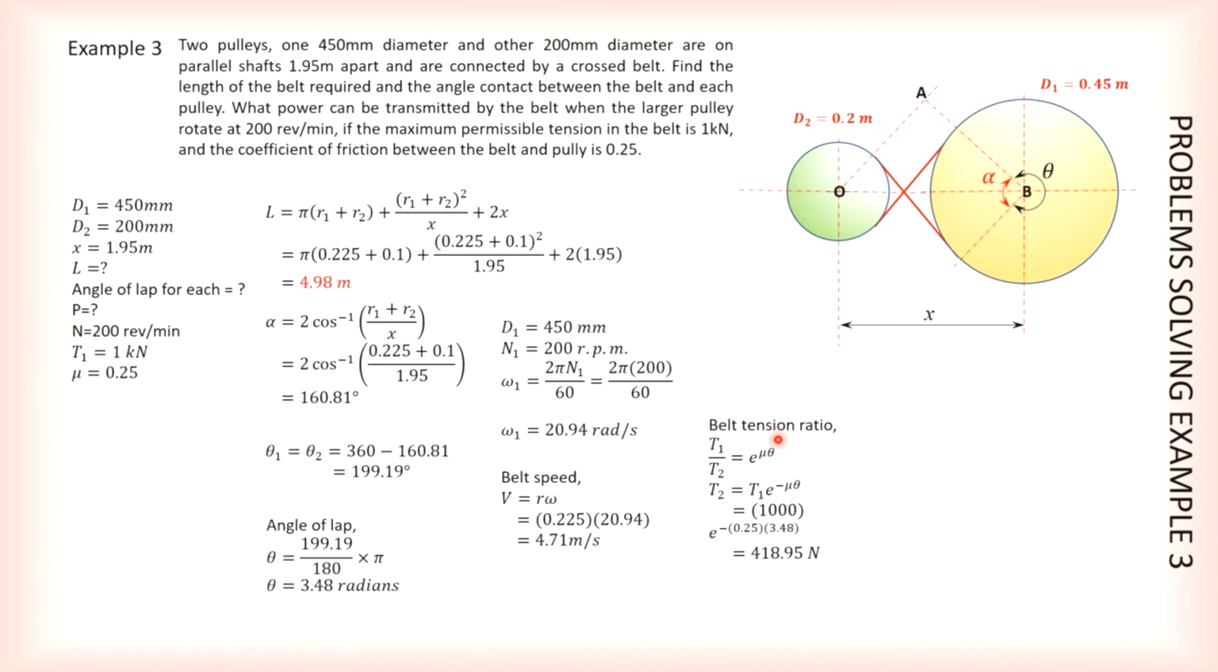Then we need to find the tension on the slack side by applying your belt tension ratio here. The same thing, your exponential mu theta should be on top here. So it is 418.95 Newton, which is your T2. After that, of course, you can find out the T1, T2, V, and N, so that is 27365 watts. That's example 3.